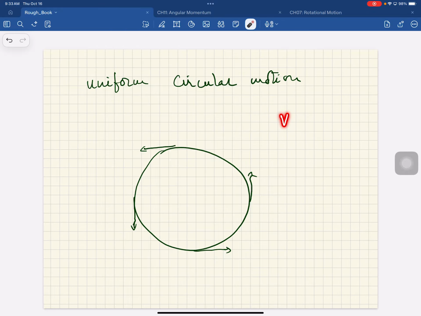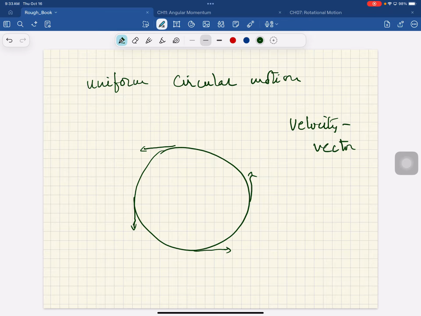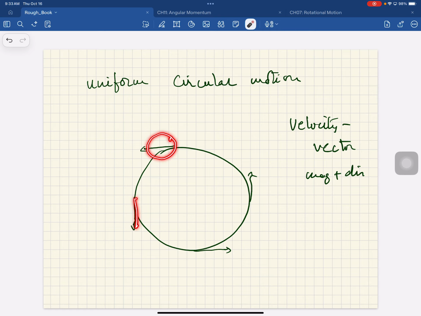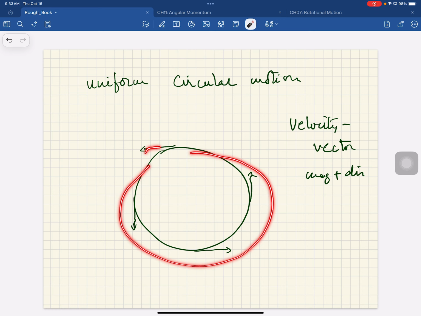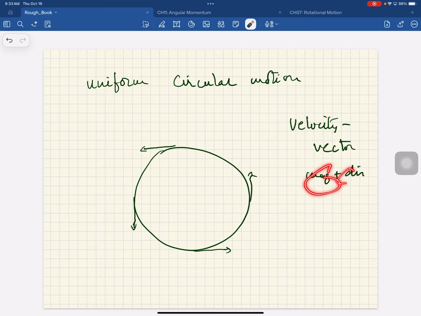So you guys have heard of the term velocity. Velocity is a vector. It has magnitude plus direction. So for instance, the velocity of this guy is his speed plus the direction in which you're going. Now as you're going around in the circle, your speed is not changing, and that's what we mean by uniform circular motion. Velocity is a vector. It's magnitude and direction.